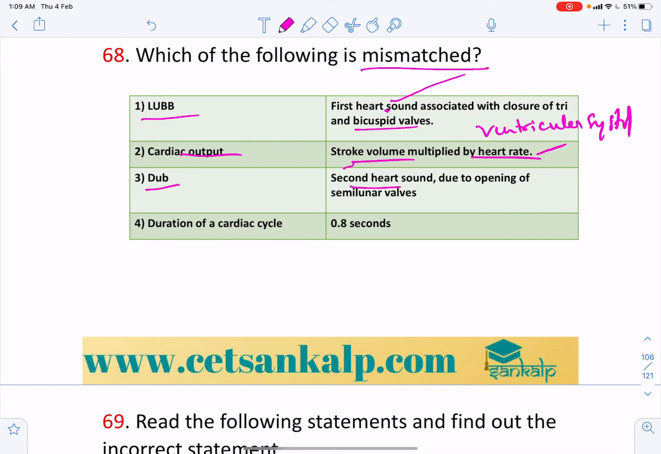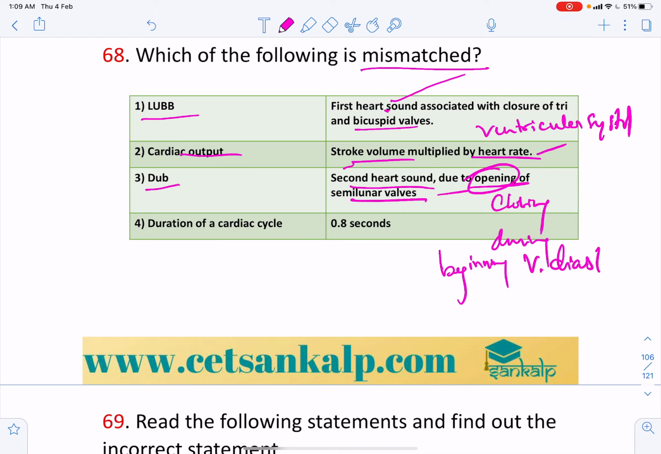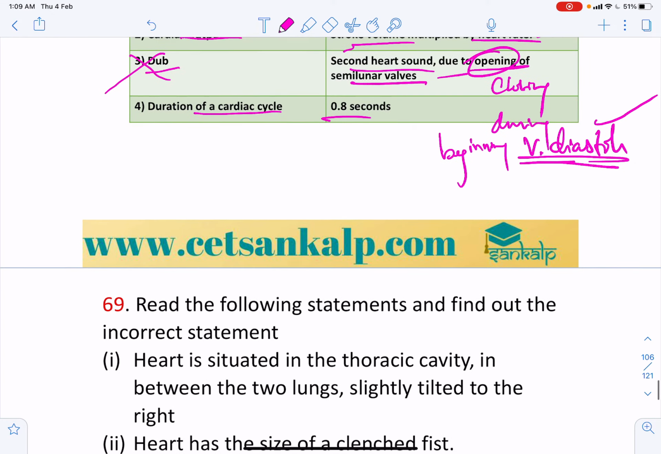Dub, second heart sound, is due to closing of the semilunar valve to prevent the backflow, that is, in the beginning of ventricular diastole. This is very, very important, in the beginning of the ventricular diastole. So that is the mismatched one. Duration of cardiac cycle 0.8 seconds, correct.